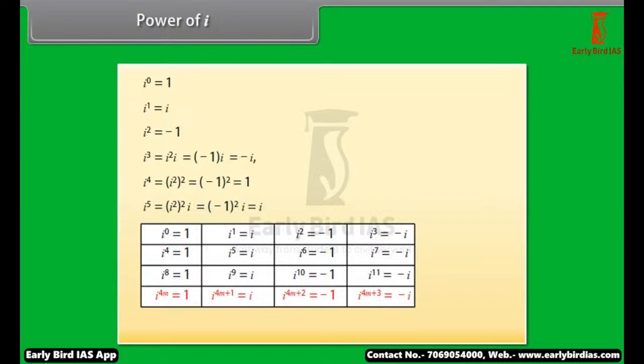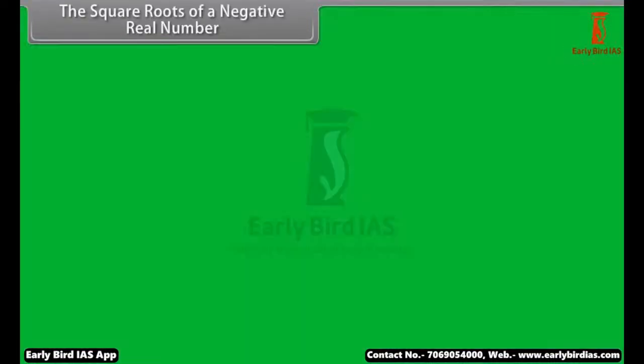Look at the table. We can see that iota raised to power 4m is equal to 1. Iota raised to power 4m plus 1 is equal to iota. Iota raised to power 4m plus 2 is equal to minus 1. Iota raised to power 4m plus 3 is equal to minus iota, where m is equal to 0, 1, 2, 3, and so on. The square roots of a negative real number.